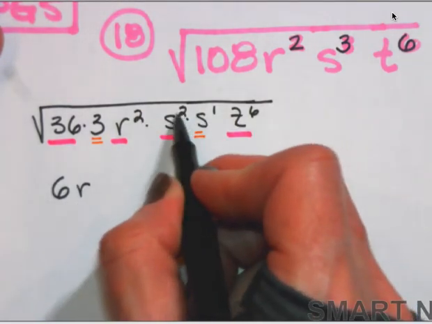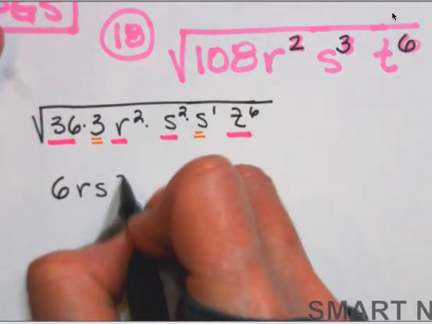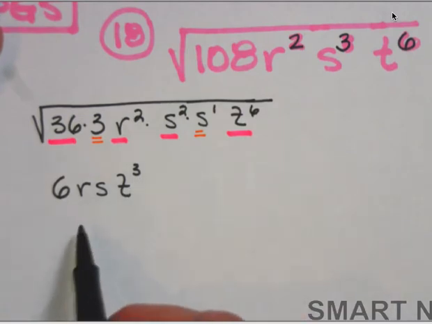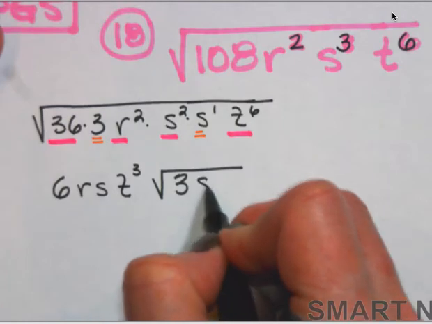And then once again, 2 divided by 2 is 1. And then 6 divided by 2 is 3. So those are my perfect squares coming out. There's square roots coming out. And then what's going to remain underneath the radical would be the 3 and the s.